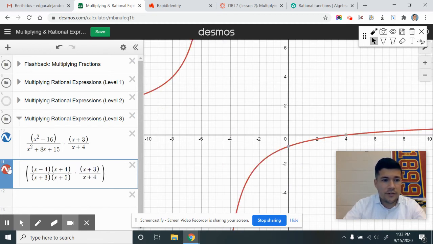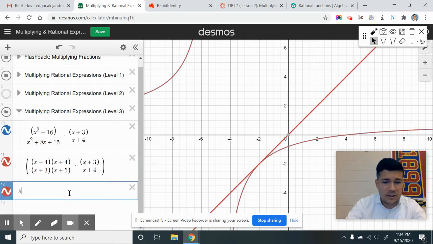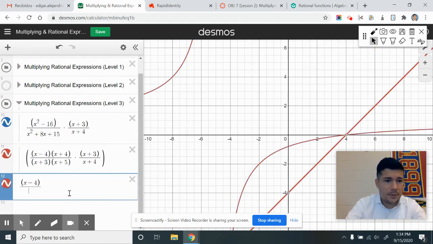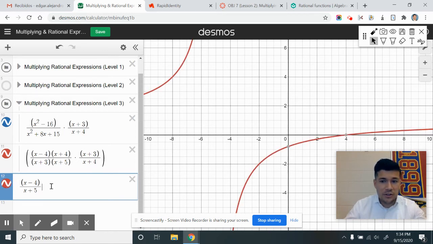Do I have equivalent graphs? Yes, I do. That means I factored correctly. You just want to be really careful when you're canceling x plus 3 and x plus 3. I got an x plus 4 and an x plus 4, which leaves me with an x minus 4 as my numerator, divided by, looks like I'll just have an x plus 5 denominator, and double check that. It is correct. That's the final answer.